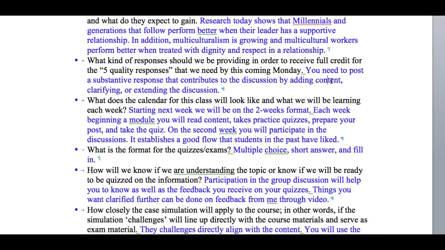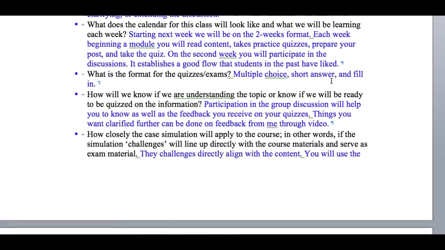What is the format for the quizzes and exams? Multiple choice, short answer, fill in. You'll get used to that. How will we know if we're understanding the topic, or know if we're ready to be quizzed on that information? Well, participation in the group discussion will help you to know, because you're working with the content. And you'll receive feedback on your quizzes and practice quizzes. That should tell you as well. Things you want clarified further can be done on feedback from me or through video. You just make a request.